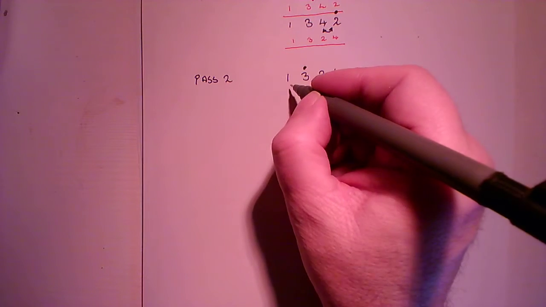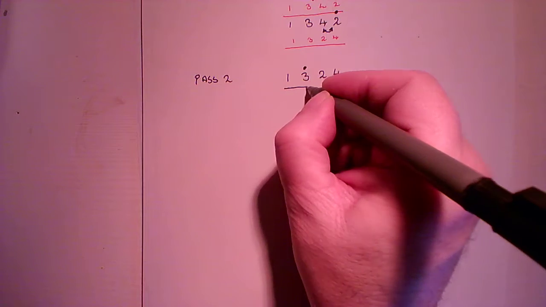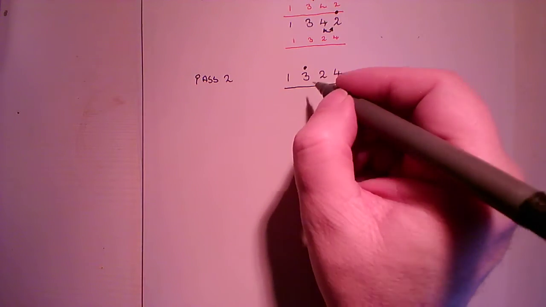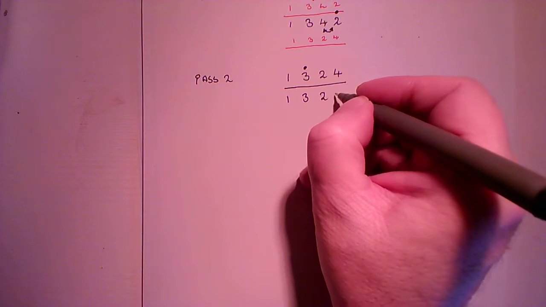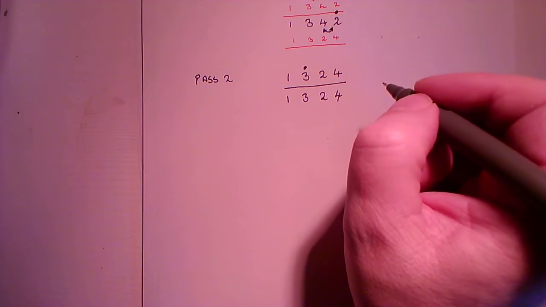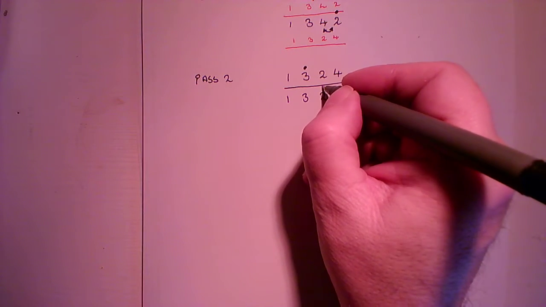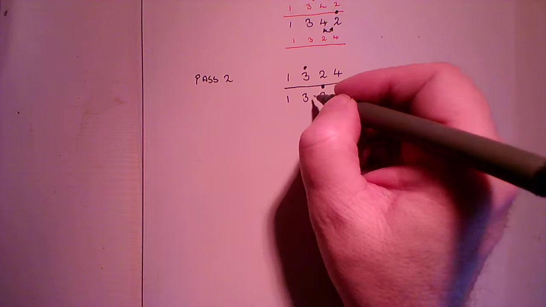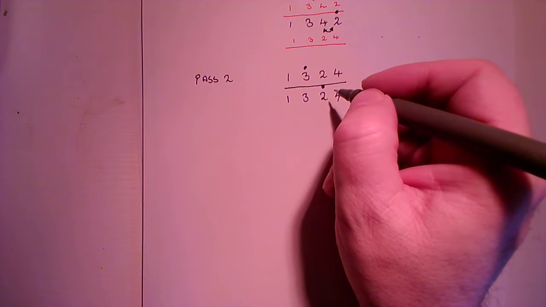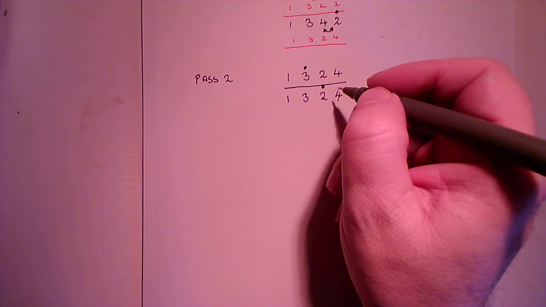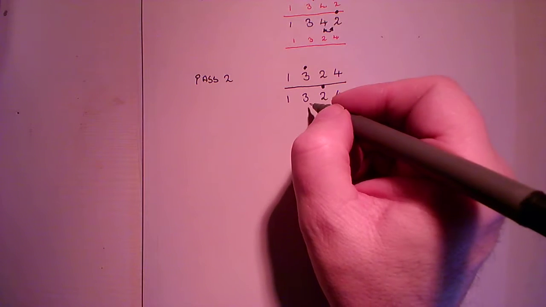3 is not less than 1, so they're in order. So I'm going to write a line underneath there to show that I've done that step. And I'm going to write down 1, 3, 2, 4 again. That might look a little bit strange, but the whole purpose of that is to show that I'm moving on in my list when I'm comparing things. If you don't do that, you'll be missing a line out of the algorithm and it won't look right, and it won't be right. So I'm going to check these two now.